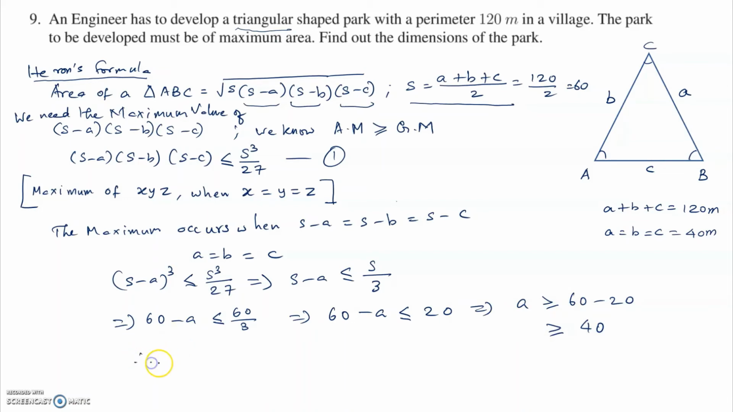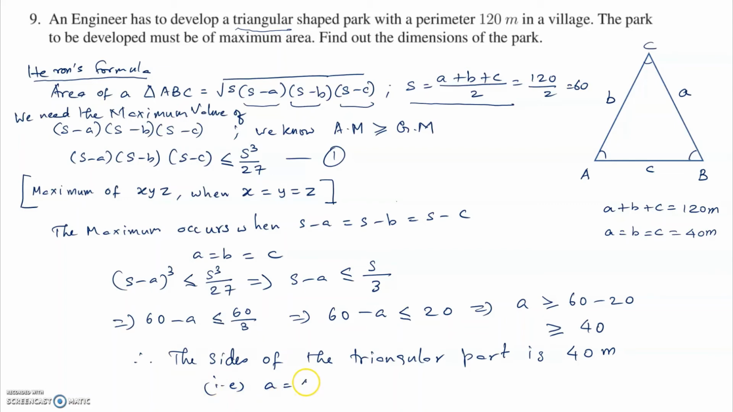Therefore, the sides of the triangular park are 40 meters. That is, A is equal to 40 meters, B is equal to 40 meters, and C is equal to 40 meters from the triangle here.